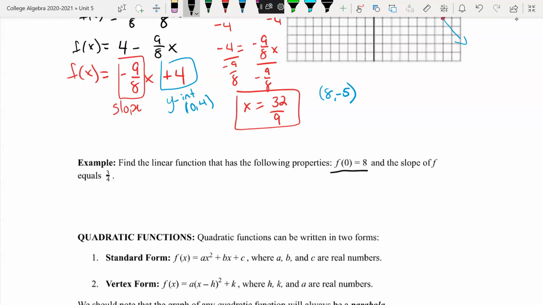Guys, remember, this is f of x. So what did I change the x to? Well, that would be 0. So if I wrote this as a coordinate, this would be 0, 8.